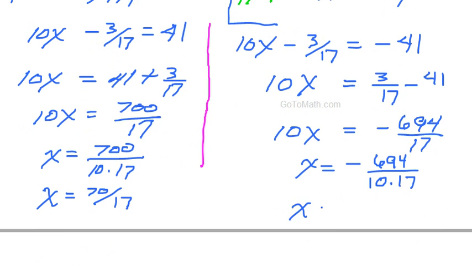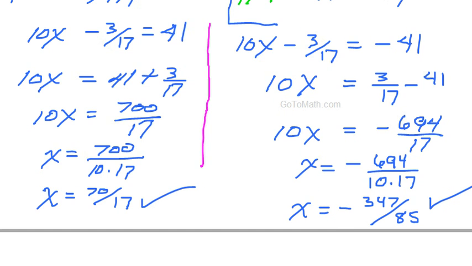So we end up with x is equal to negative 347 over 85. Okay, 10 goes into that. Let's see, 2 goes into 5. 5 is 85, yeah. Alright. So here's our two solutions.